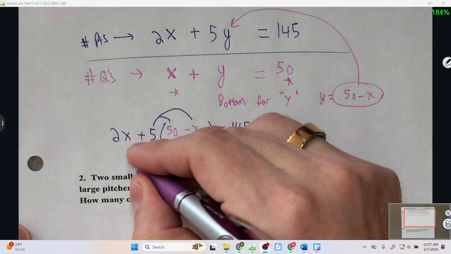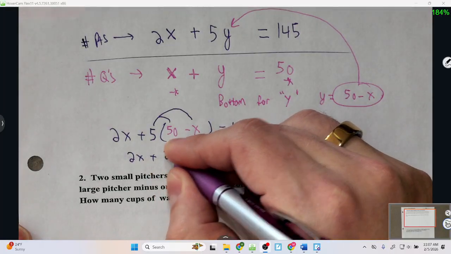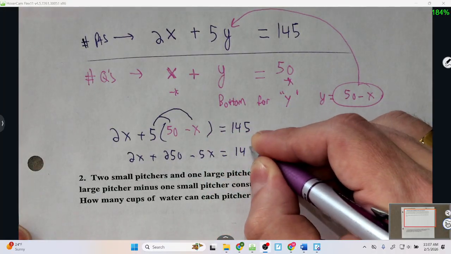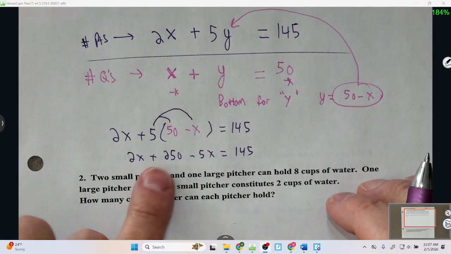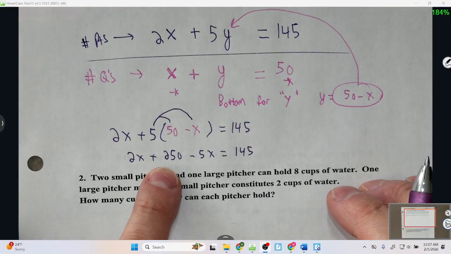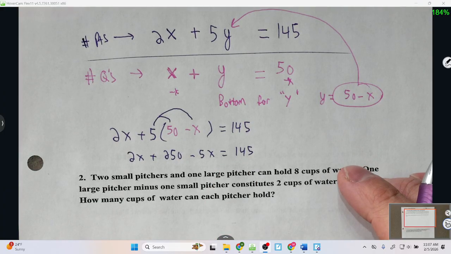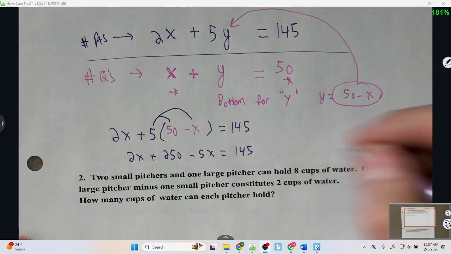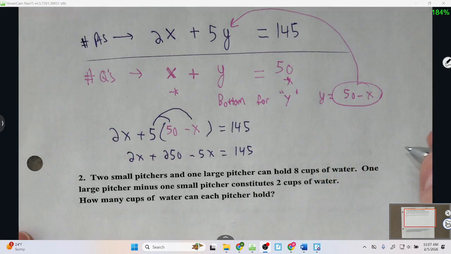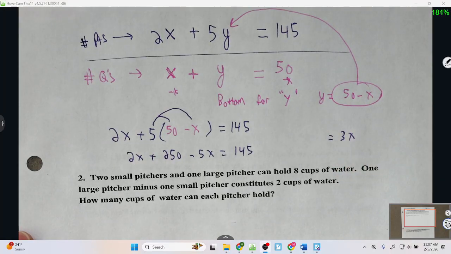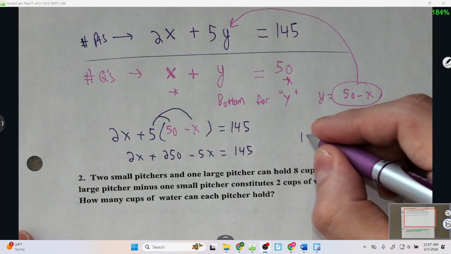I'll just quickly go 2x plus 250 minus 5x equals 145. Now I'm going to skip around a little bit. I'm going to subtract 250 maybe. Or perhaps I'll subtract 145. I think I'll subtract 145 on both sides. This might throw you a little bit, but it's okay. So we're going to end up with 3x on the right side. And on the left side, if I subtract 145, I'll get 105.